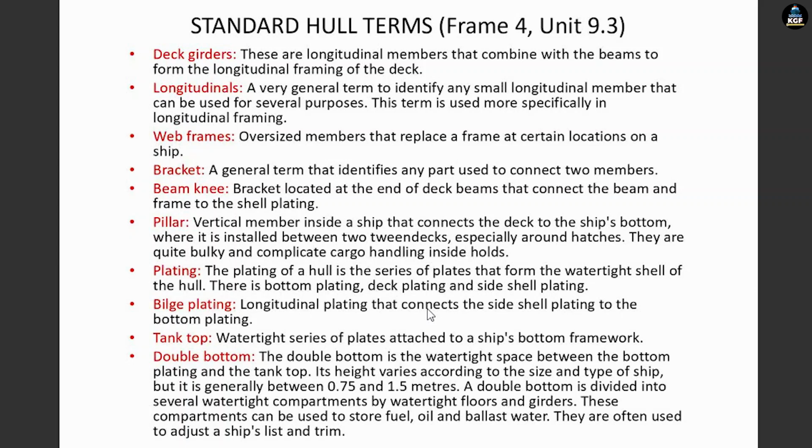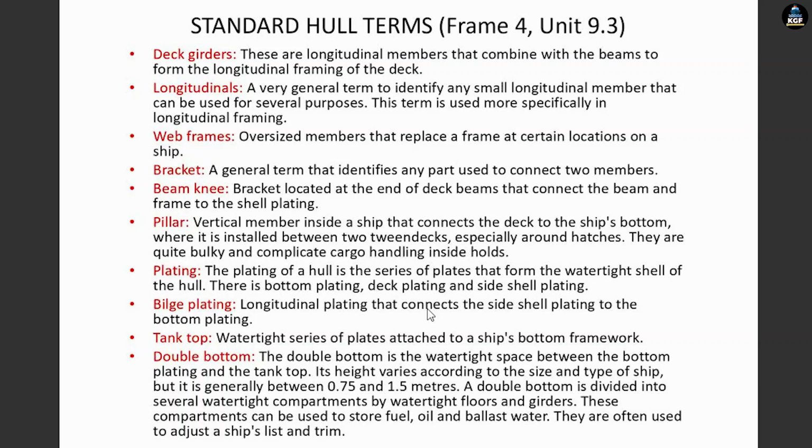There is bottom plating, deck plating and side shell plating. So bilge plating will be longitudinal plating that connects the side shell plating to the bottom plating. Tank top, watertight series of plates attached to a ship's bottom framework. Double bottom, the double bottom is a watertight space between the bottom plating and the tank top.